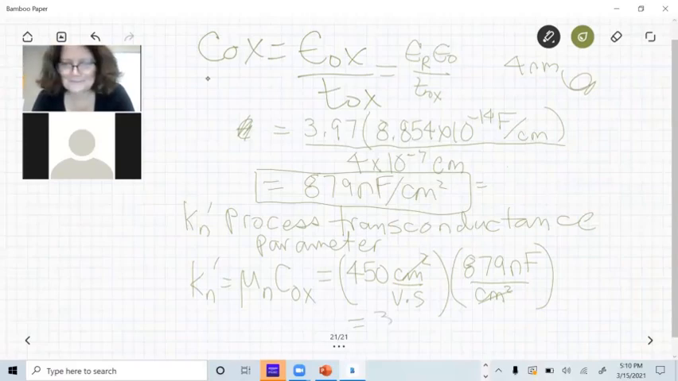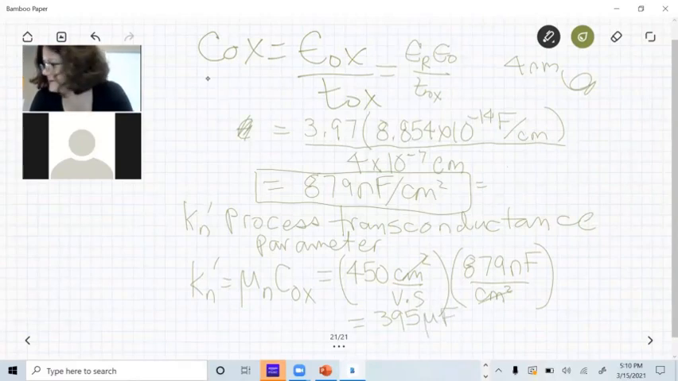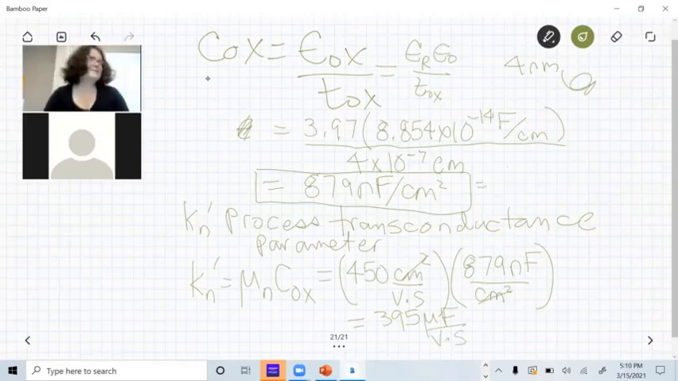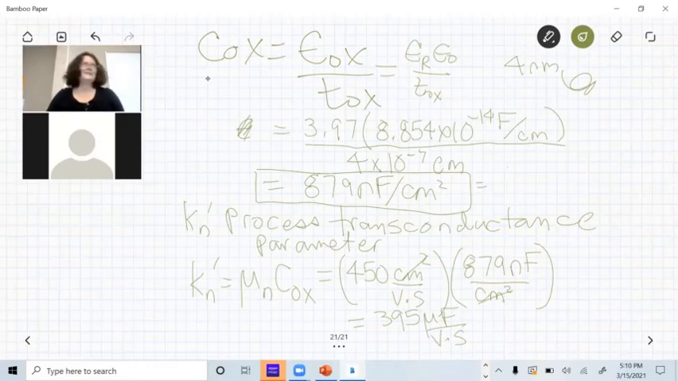395 microfarads per volt second. Okay, no relation to reality at this point. I just happen to know that a farad per second is an amp. If you were like me, you'd go home after this and do the dimensions and figure it out. I'm going to leave that to you guys.